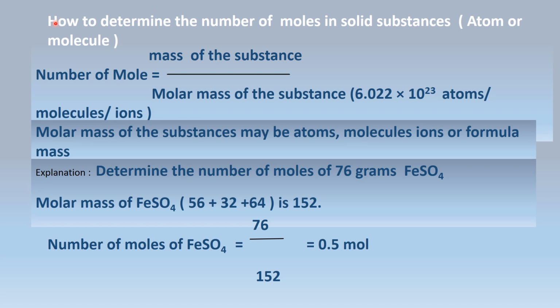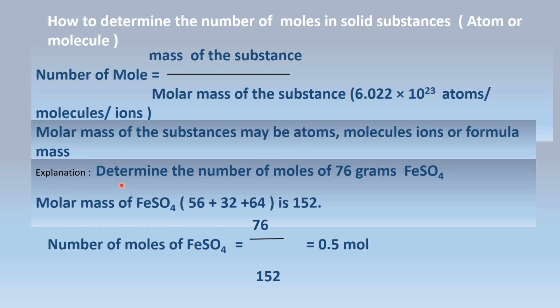How to determine the number of moles in solid substances? Number of moles is equal to the mass of the substance divided by the molar mass of the substance. The molar mass of the substance may be of an atom, molecule, formula mass, ions, radical, or subatomic particles.